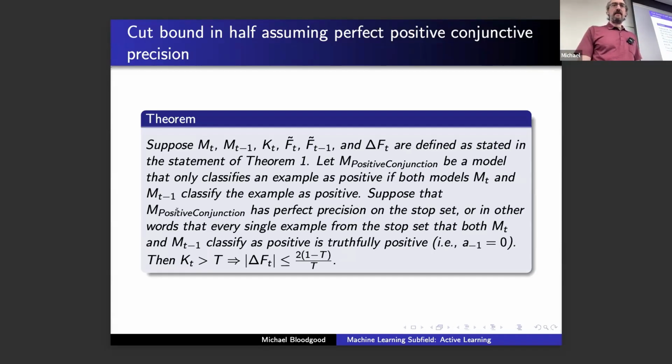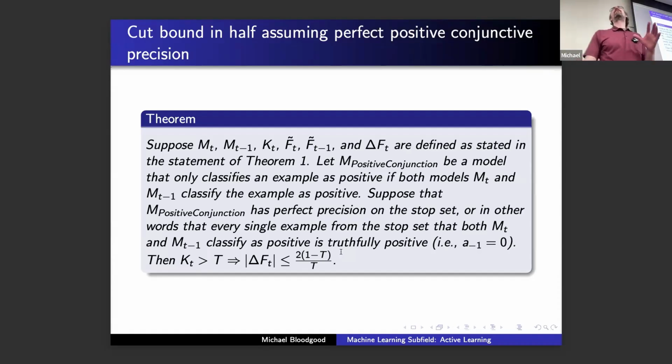Suppose that that model, M positive conjunction, has perfect precision on the stop set. Or in other words, that every single example from the stop set that both MT and MT minus 1 classify as positive is truly positive. Then we can quickly cut that bound in half to 2 (1 minus T) over T.